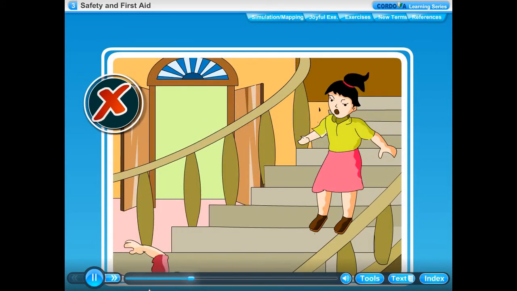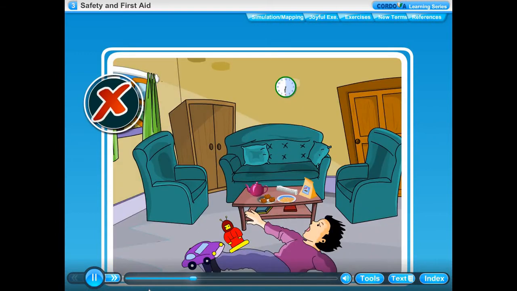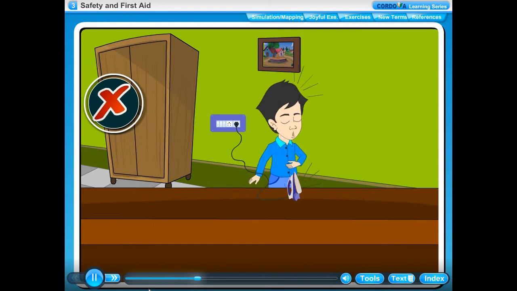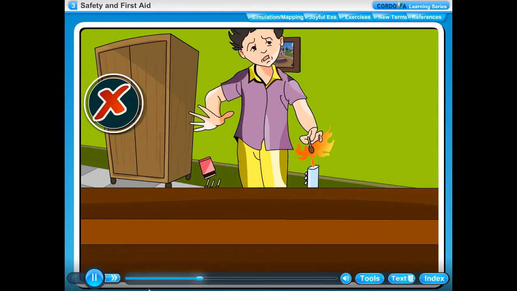Do not run down the steps. Do not leave toys on the floor. Do not touch electric plugs. Do not touch hot irons. Do not play with fire.